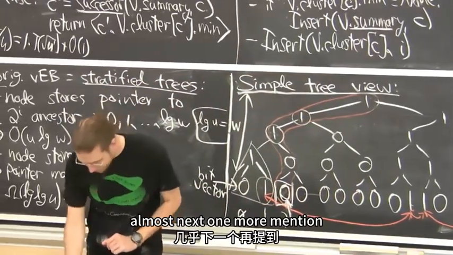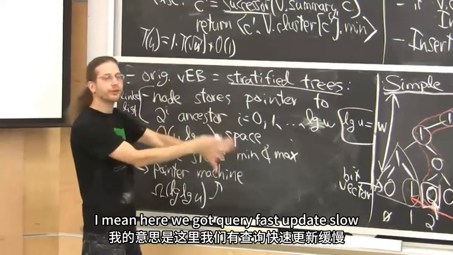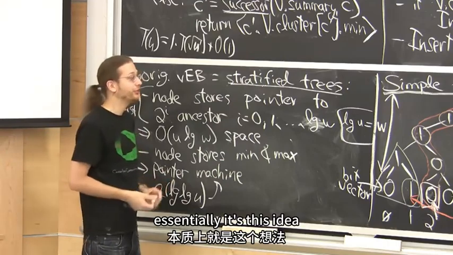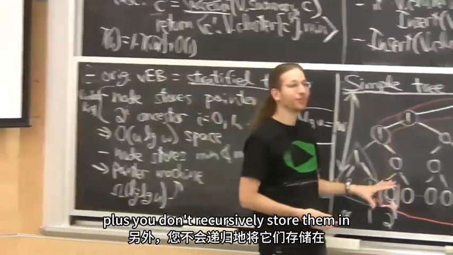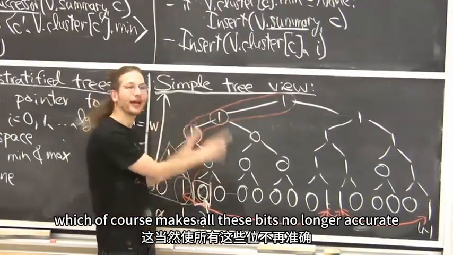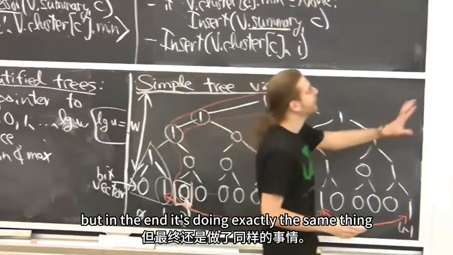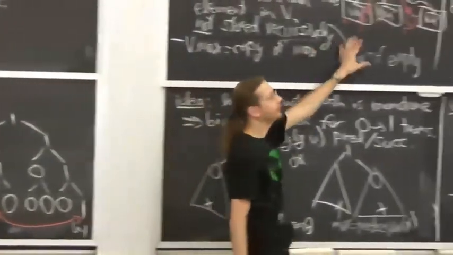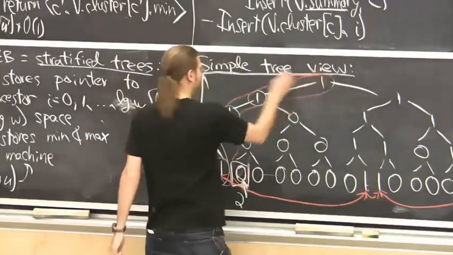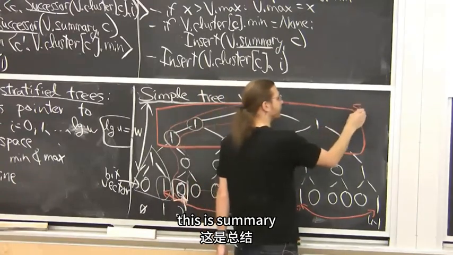Almost next. One more mention. Actual stratified trees, I mean, here we got query fast, update slow. Stratified trees actually do update fast as well. Essentially, it's this idea, plus you don't recursively store them in, which, of course, makes all these bits no longer accurate. It gets much messier. But in the end, it's doing exactly the same thing as this recursion. In fact, you can draw the picture. It is this part up here, the top half of the tree. This is the summary.